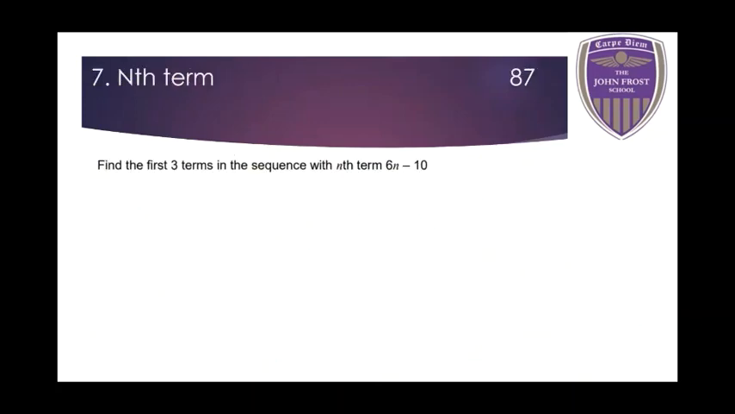Nth term. So we need to find the first 3 terms in the sequence with the nth term 6n take away 10, okay? So we're going to have 2 boxes here. We're going to have n, and the nth term is going to go below it. So for the first 3 terms, we're going to have 1, 2, and 3, okay? Put them in there.